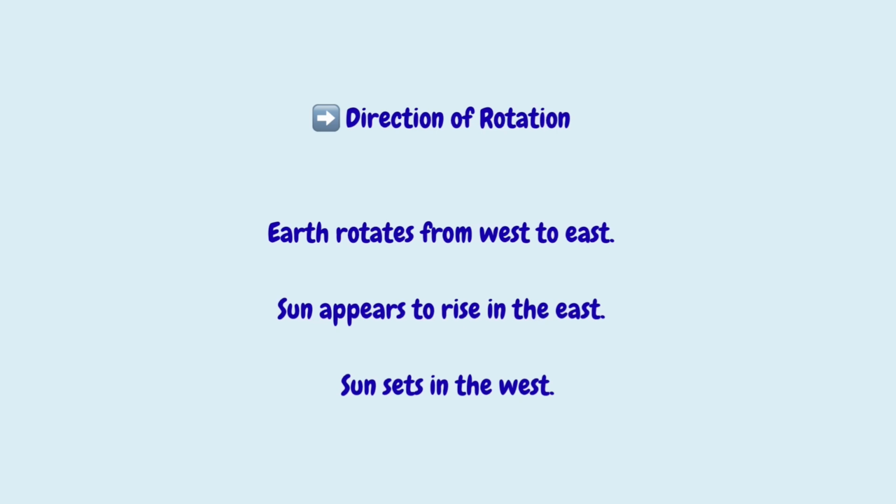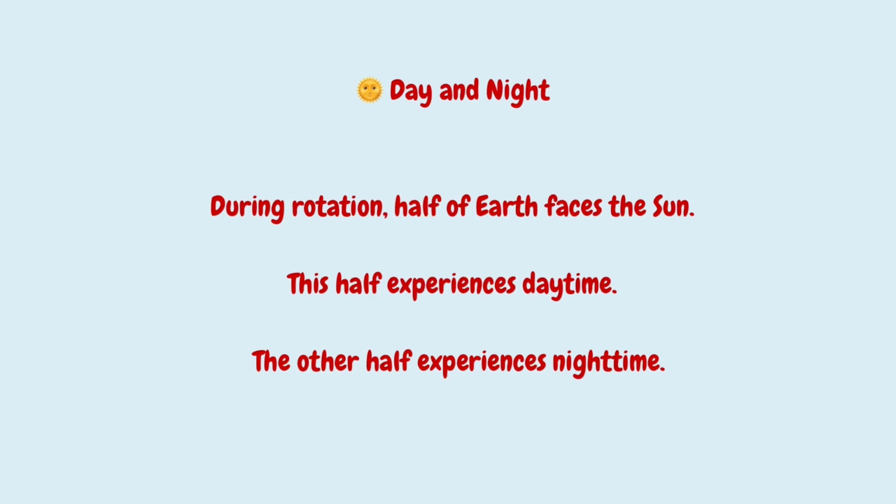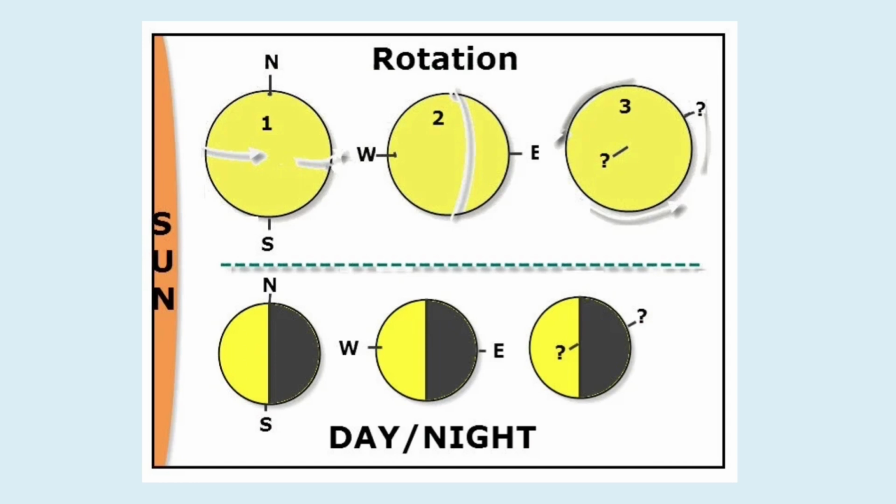So now, what about the direction of rotation? Earth rotates from west to east. So the sun appears to rise in the east and set in the west. So what happens to the day and night now? During the rotation, half of the earth faces the sun. So this half experiences daytime and the other half experiences nighttime, right?